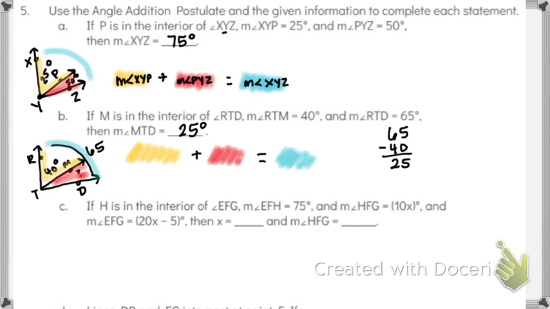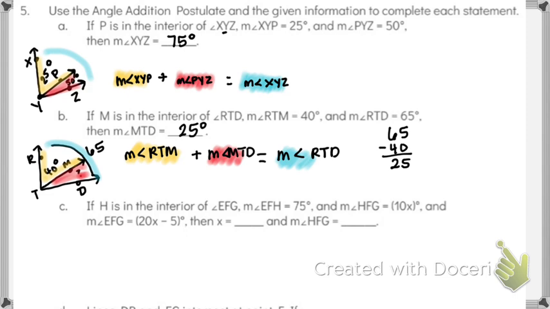So let's write it out. The top one is called measure of angle RTM plus the measure of angle MTD is equal to the measure of angle, the whole thing, which is RTD.